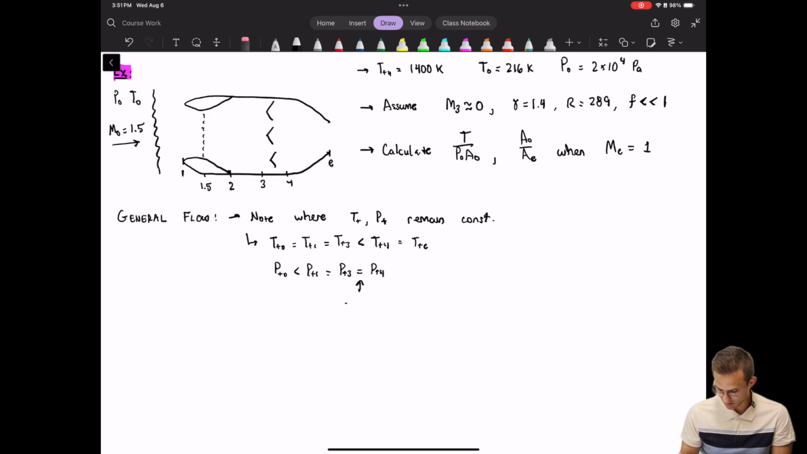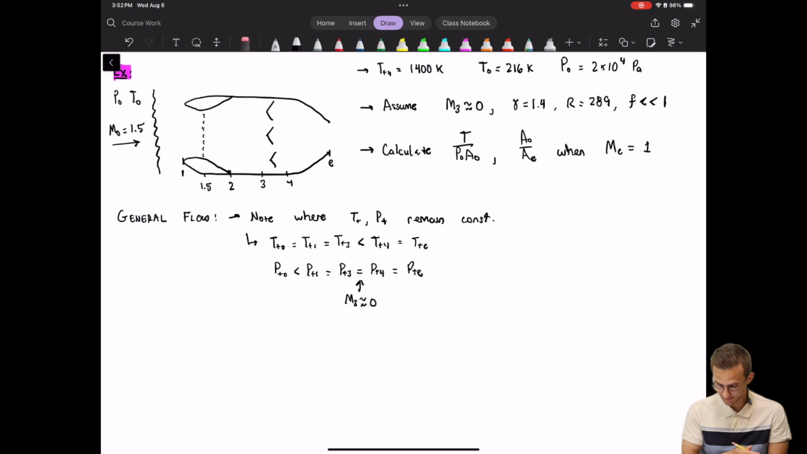So that small Mach number at 3 assumption leads to the assumption that the stagnation pressure drop across the burner is 0. So therefore the ratio between those two pressures is 1. And so the stagnation pressure remains the same throughout the system beyond that normal shock. Okay, so that's the first thing you want to do.